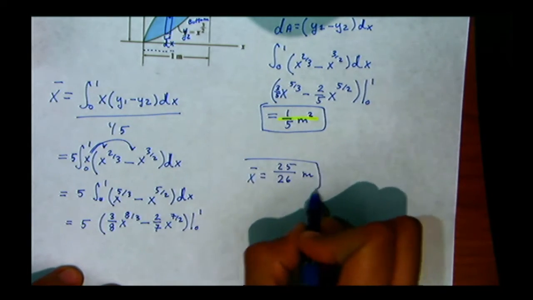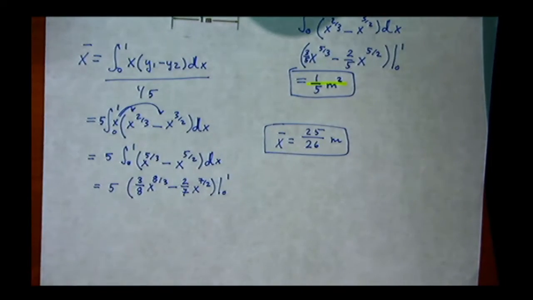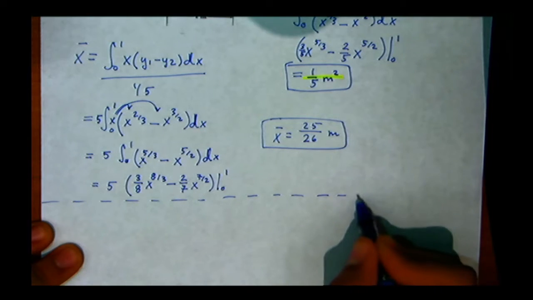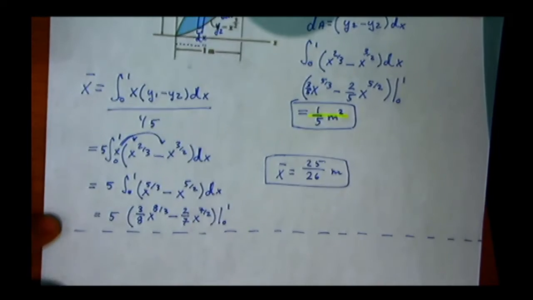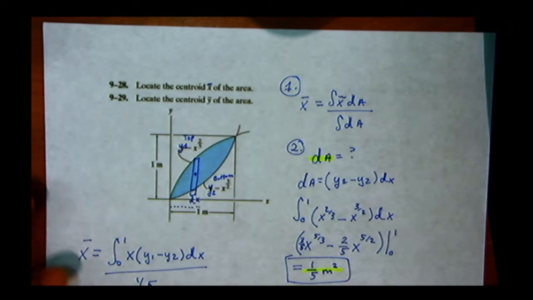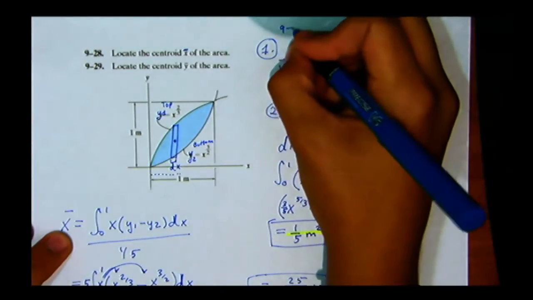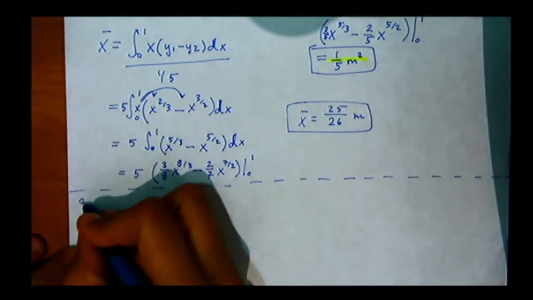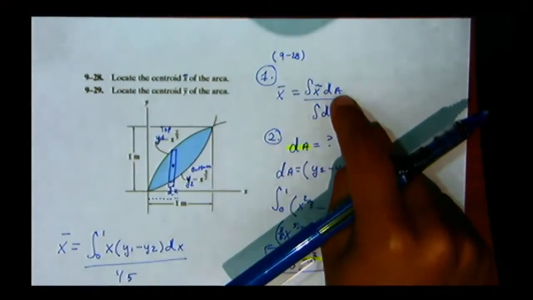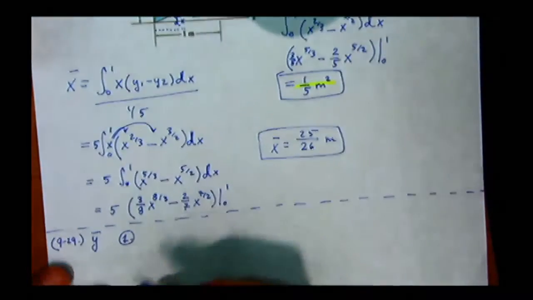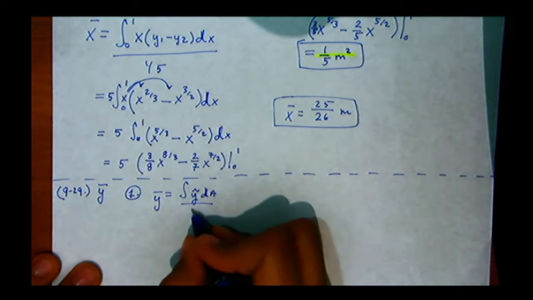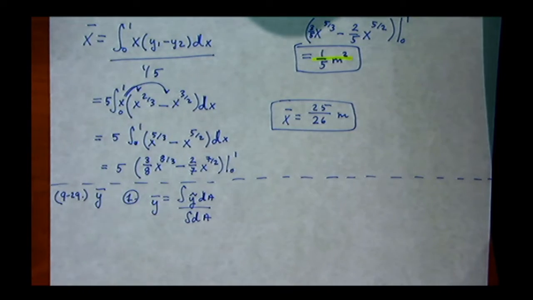Okay? So 929 says locate the centroid y bar of the area. It was 928. 929. Y bar. So our equation is similar to this. So if you forget, and you just remember one equation, remember it's the same thing, but with a y. Okay, so we have our dA, correct? Which we already figured out. It's going to be y1 minus y2, or our x^(2/3) minus x^(3/2).